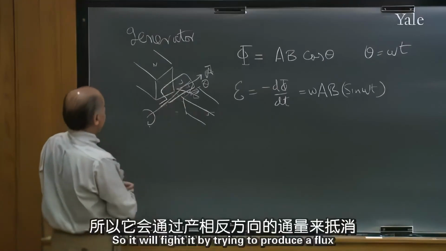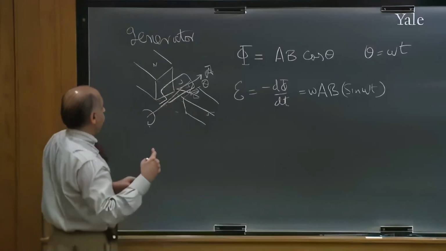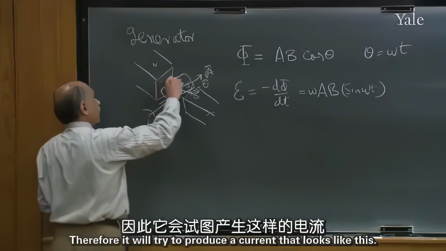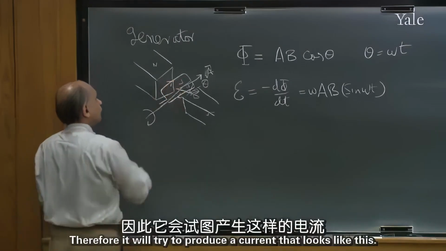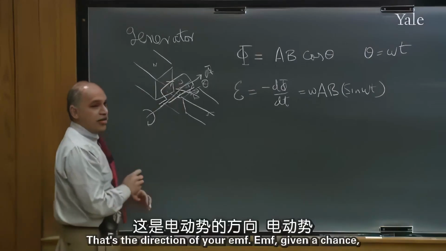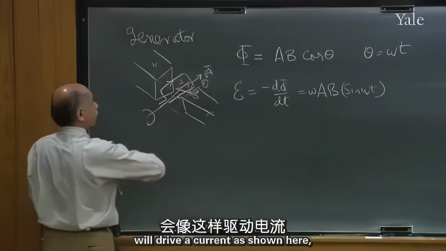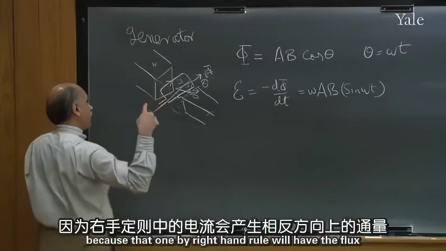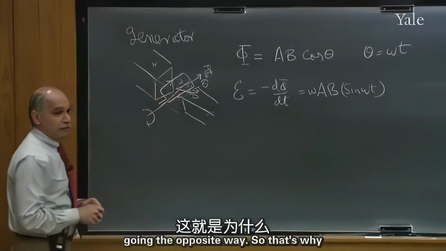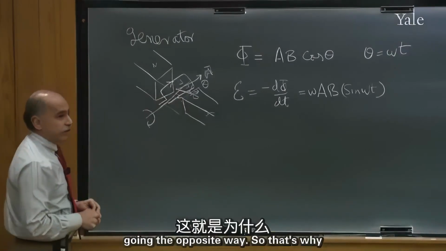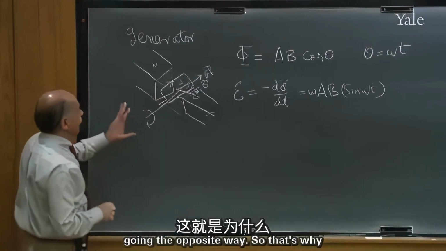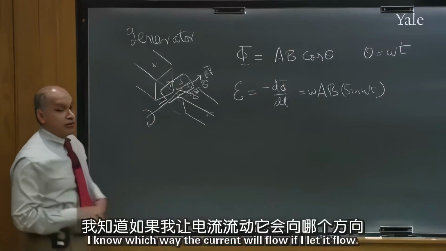So it will fight it by trying to produce a flux going in the opposite direction. Therefore, it will try to produce a current that looks like this. That's the direction of your EMF. EMF, given a chance, will drive a current as shown here, because that one, by right-hand rule, will have the flux going the opposite way. So that's why I don't care about the minus sign. I know which way the current will flow if I let it flow.